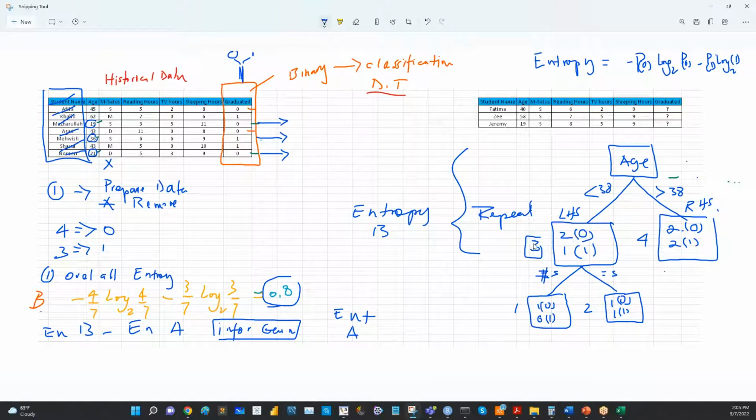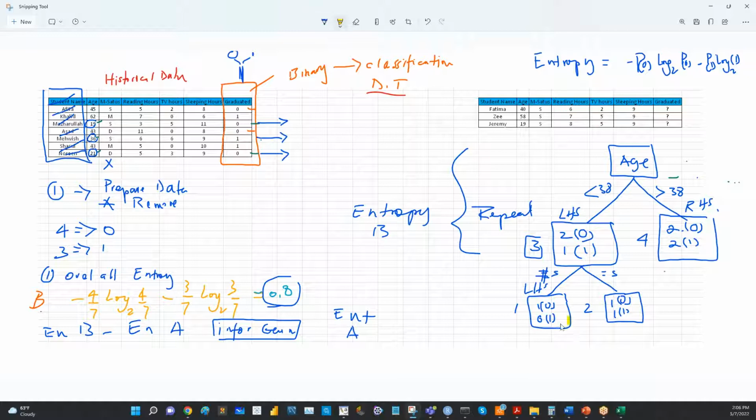How many elements of the data do we have under 38? Three students. Out of these 3 students, how many are single and how many are not single? 2 single and 1 is not. For the single and the not single, how many zeros and how many ones? Then how many classes do we have for this left-hand side? Only 1 class.